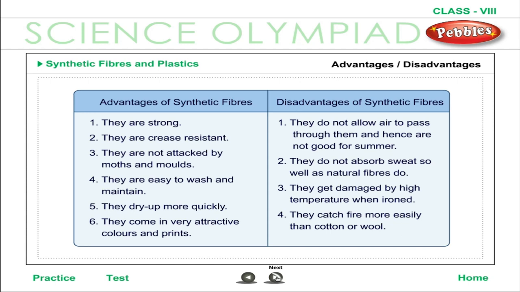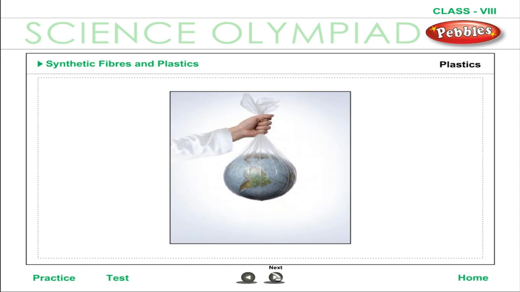Plastics. Plastic is also a polymer like a synthetic fiber. All plastics do not have the same type of arrangement of units. In some, it is linear, whereas in others, it is cross-linked. Plastic articles are available in all possible shapes and sizes.